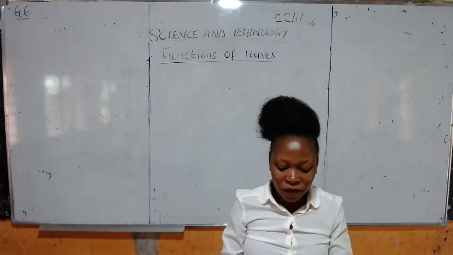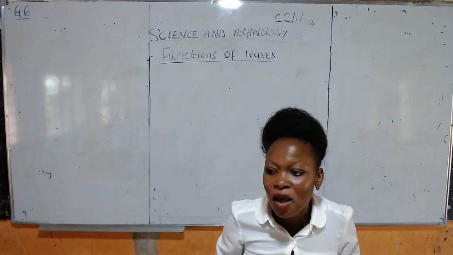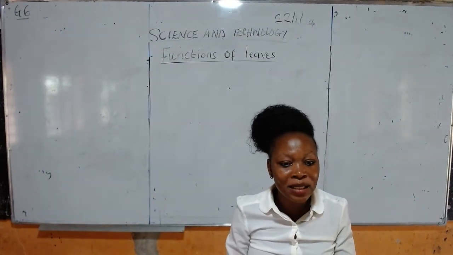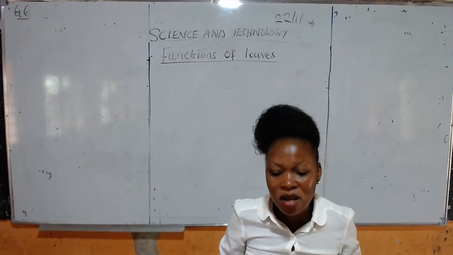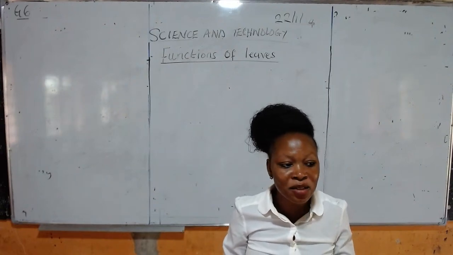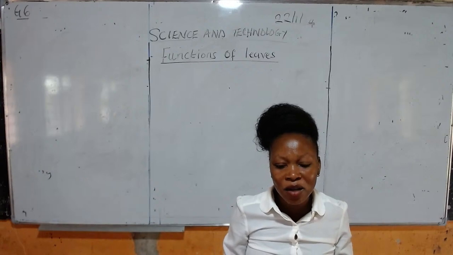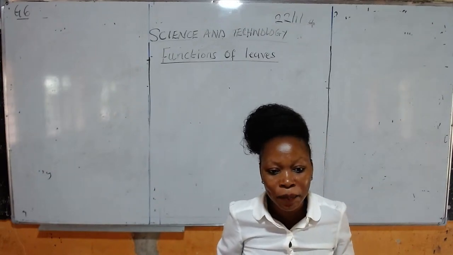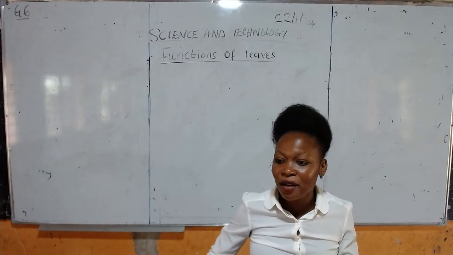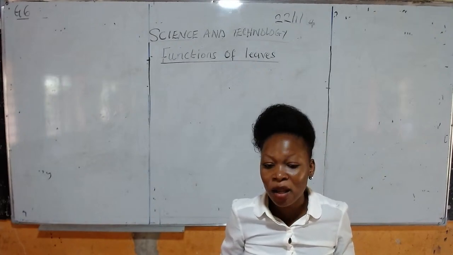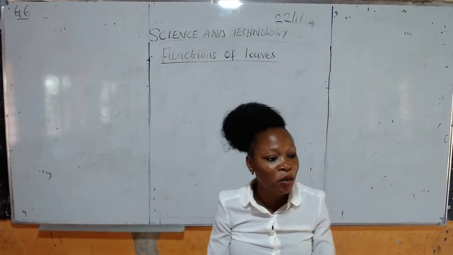So we introduced the function of leaves to say that a plant has different parts, okay? A plant has different parts. So we name the parts. Let us just remind ourselves on the parts of a plant quickly. Yes, in Tama? We say that we have stem. So stem is part of the plant, okay? Apart from stem, Joy, what else?